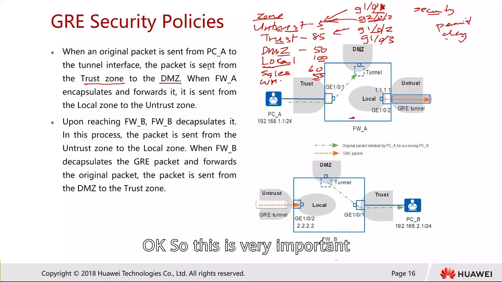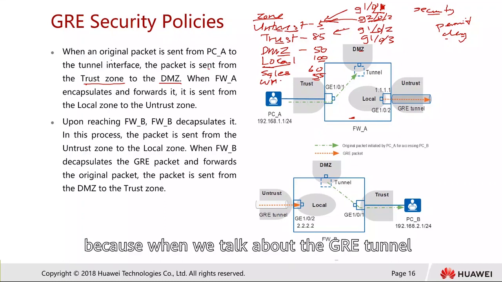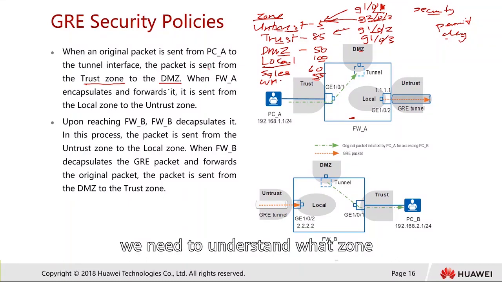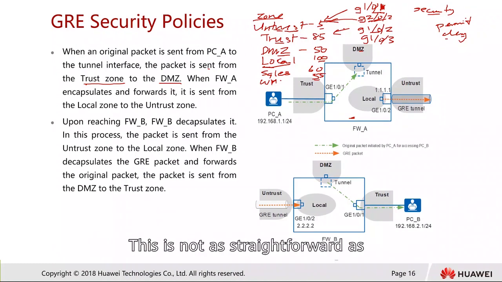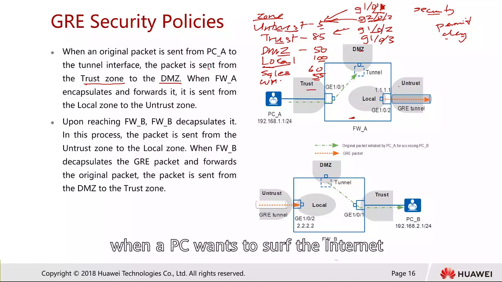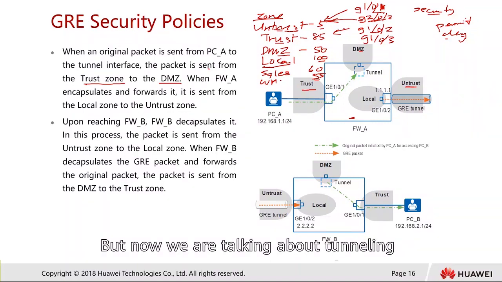So this is very important because when we talk about the GRE tunnel, we need to understand what zone we should allow them to pass through. Okay, now this is not as straightforward as when a PC wants to surf the internet, where you just need to make sure that trust to untrust zone is permitted. Now we are talking about tunneling.